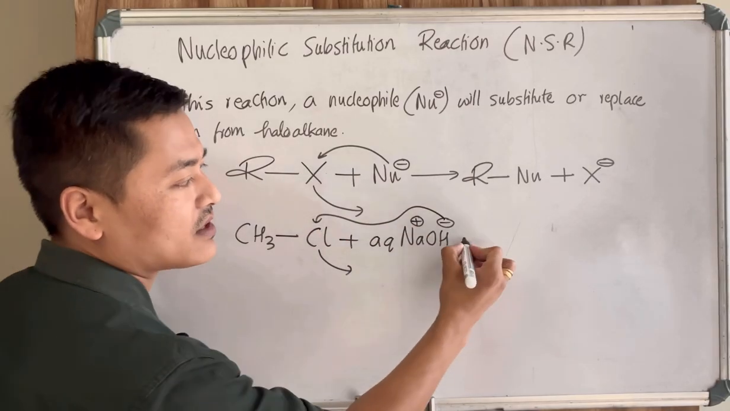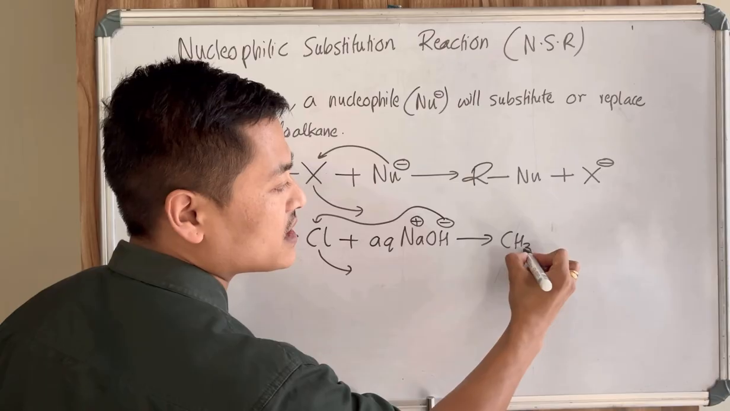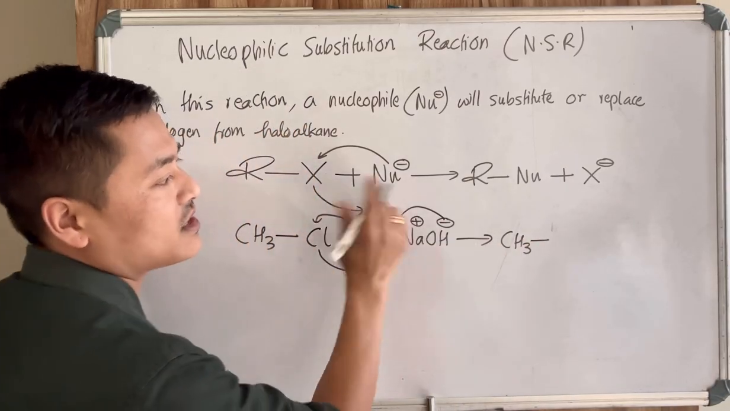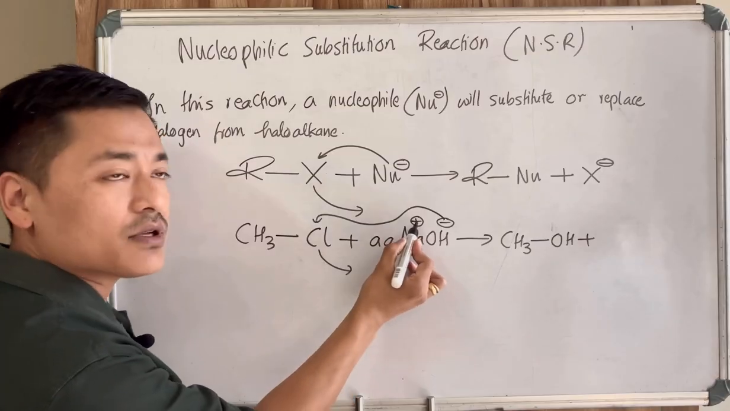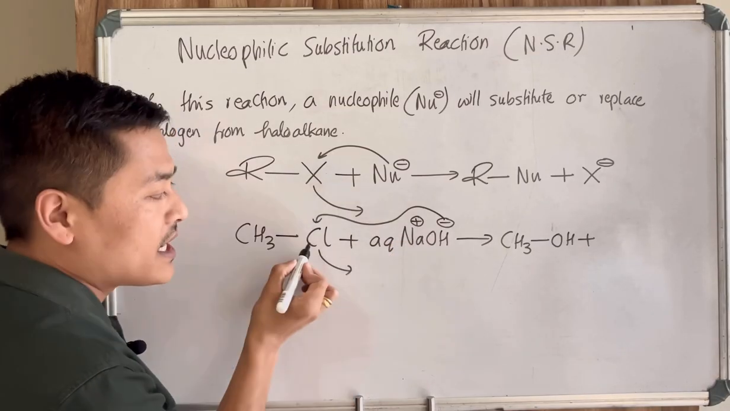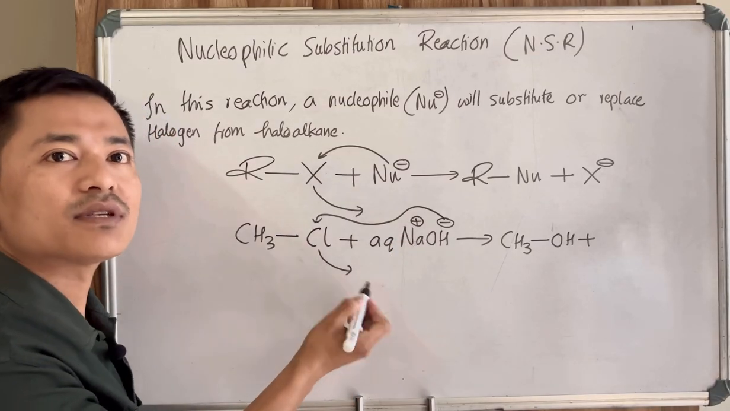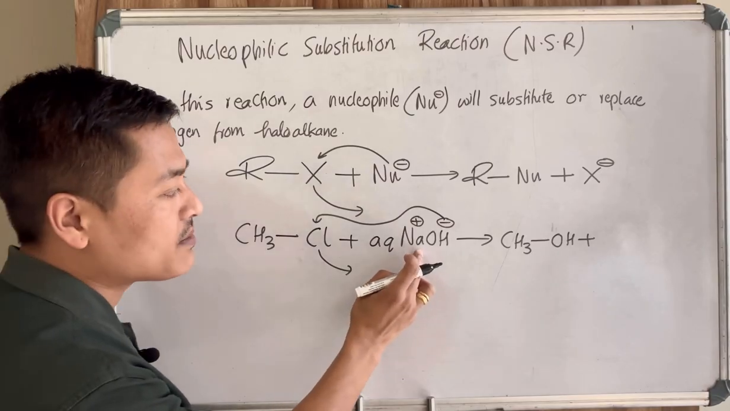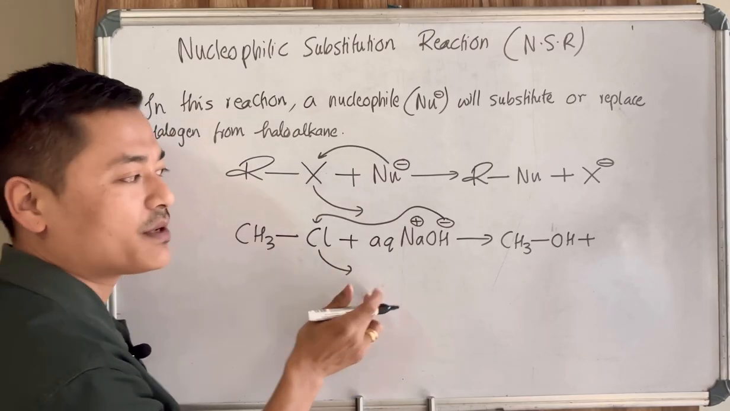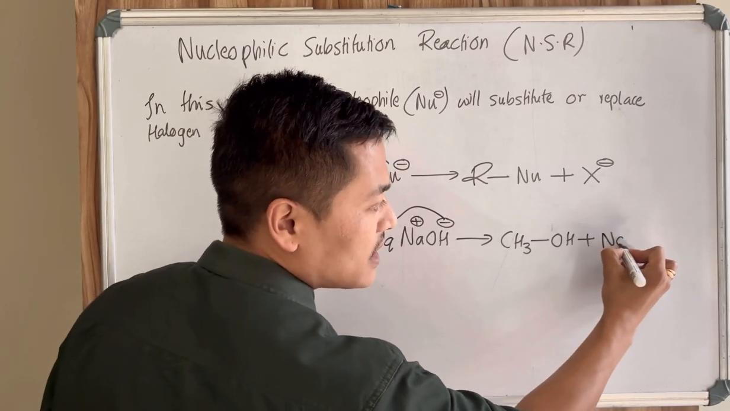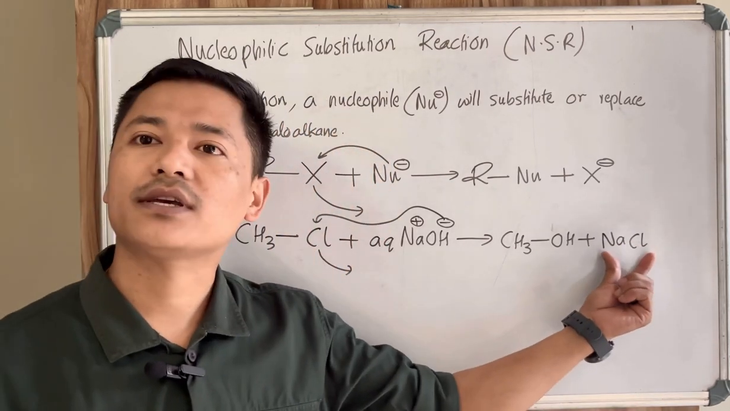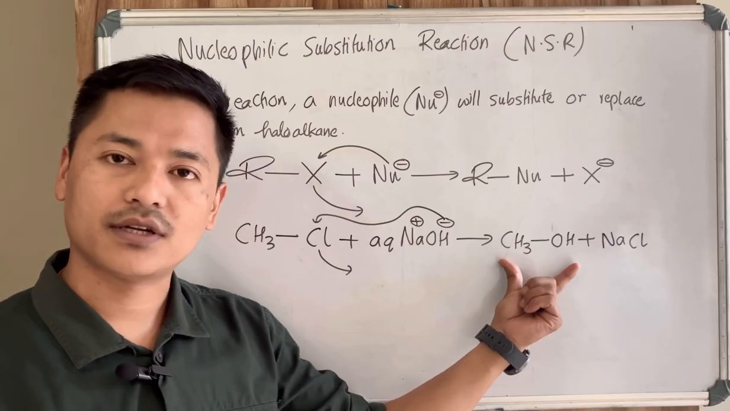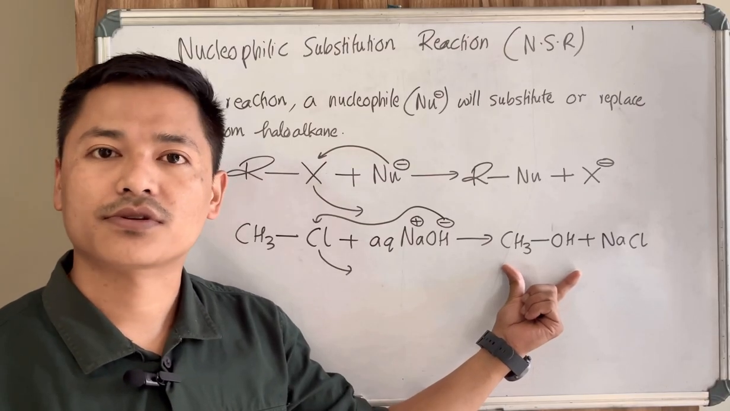And what will be the product? It will be CH3, and instead of Cl, it will be OH over here. Similarly, Na plus is left behind, and the chlorine that is coming out from here will be Cl minus. This Na plus and Cl minus will combine together to form NaCl, and this is simply a byproduct. The main product over here is this alcohol, CH3OH.